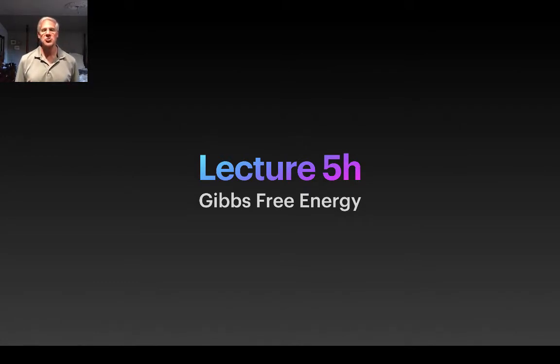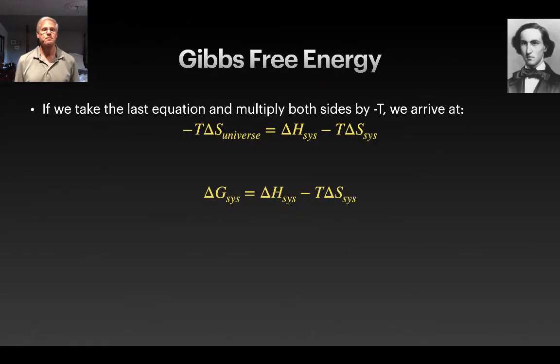Well, this lecture introduces a different term that we can use to find that spontaneity or non-spontaneity, and it uses that equation that we just learned. So if we took that last equation that we had, delta S of the universe is equal to negative delta H system over T minus delta S of the system, and we multiply both sides by a negative T, we arrive at this equation here. Minus T delta S universe is equal to delta H of the system minus T delta S of the system.